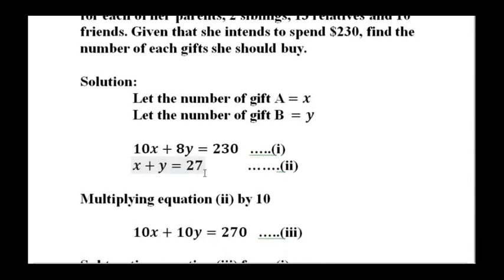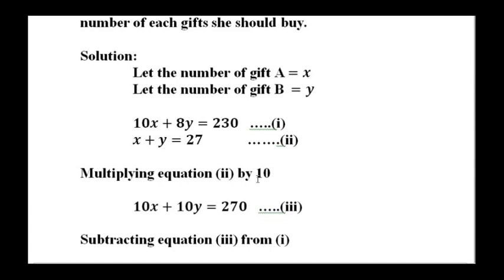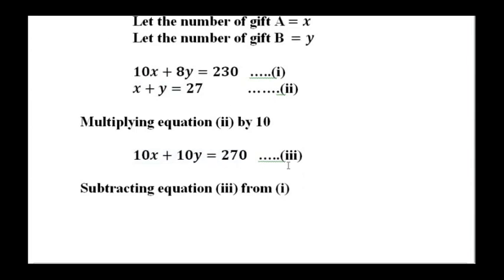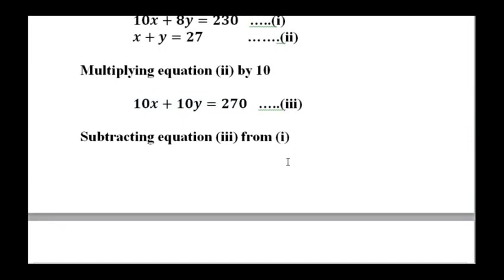First, I'll multiply equation 2 by 10 to make the coefficients of the variable x in both equations the same, because we want to eliminate the variable x. So, if I multiply equation 2 by 10, we get 10x plus 10y equals 10 times 27, which is 270. I'll label this new equation as equation 3, and now I will subtract equation 1 from equation 3.